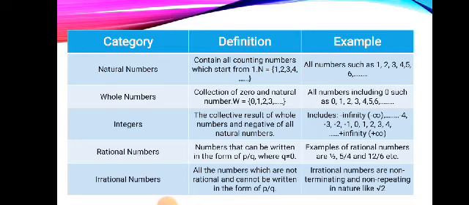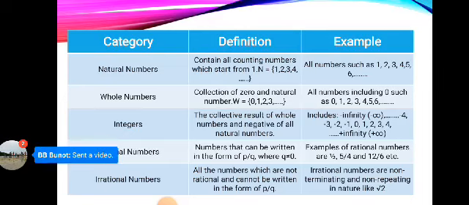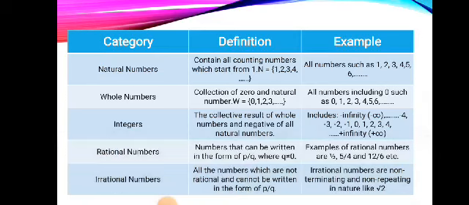While the whole numbers, definition: collection of zero and natural numbers, W equals 0, 1, 2, 3, and so on. All numbers including zero, such as 0, 1, 2, 3, 4, 5, 6, 7, 8, and 10. While the integers, the collective result of whole numbers and negatives of all natural numbers, includes negative infinity, -4, -3, -2, -1, 0, 1, 2, 3, 4, and so on, plus infinity.